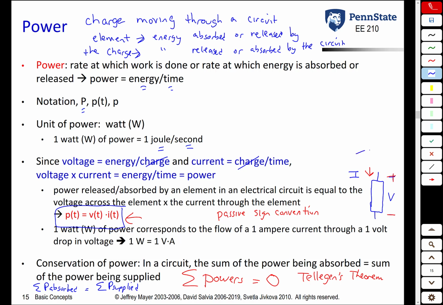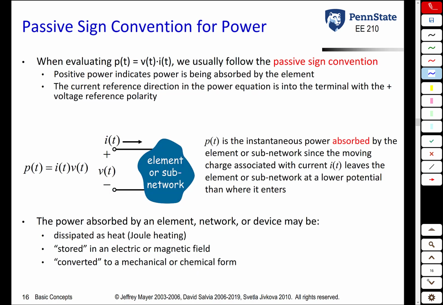So let's talk a little bit more about this sign convention. We call this the passive sign convention. When evaluating the power equation, power is voltage times current, the first thing that we note is that a positive power means the power is being absorbed by the element. So if the power associated with an element, a resistor, a capacitor, or whatever, is positive, it means that element is absorbing power. The next important point is that for this equation to work properly, as I said on the previous page, the current you have to be using is the current into the plus terminal. So if the voltage is given like that, the current you want to use is that current, not that current.